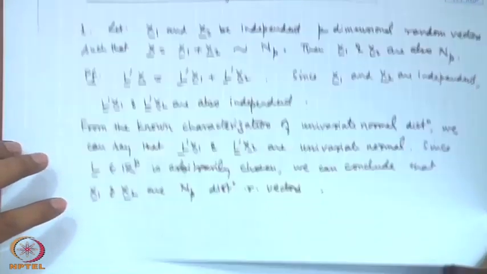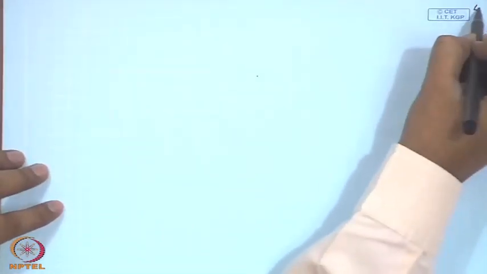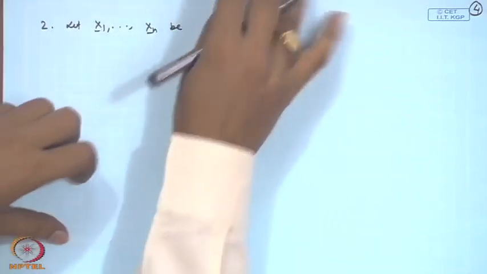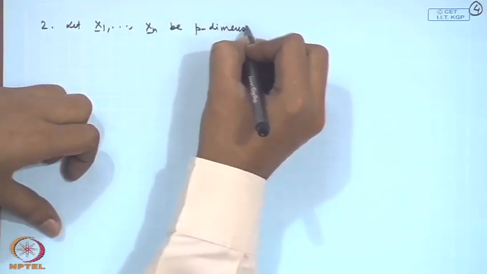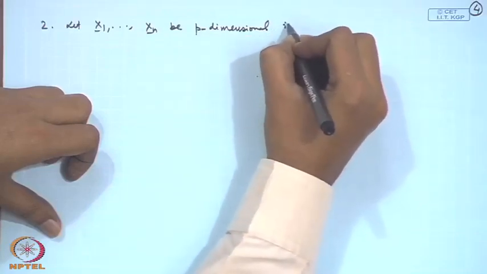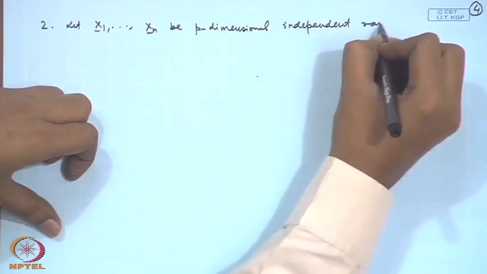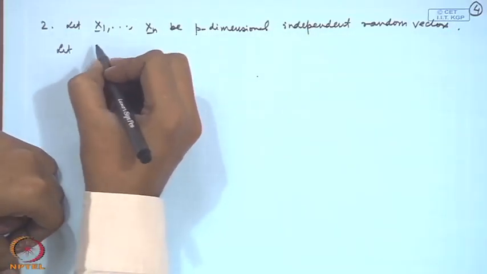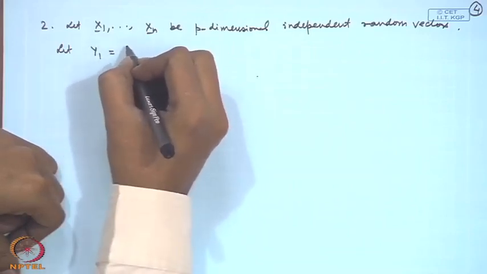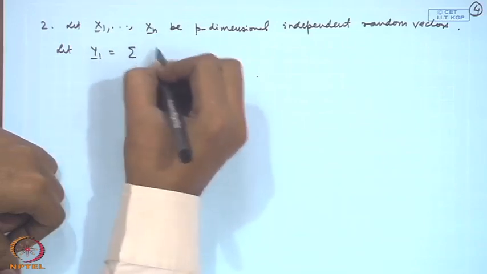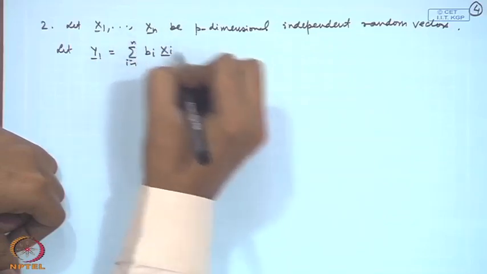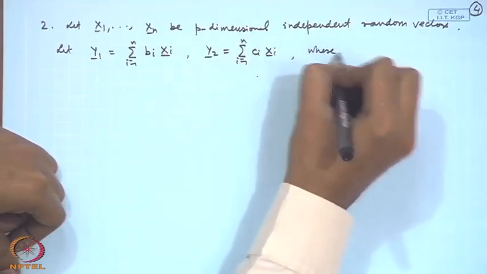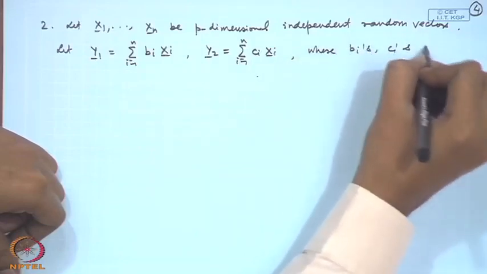A second characterization is a generalization of this, which let me state in the full form here. Let x1, x2, ..., xn be p-dimensional independent random vectors. Let us consider, say, y1 equal to a linear combination of the xi, that is the sum of bi xi, i equal to 1 to n, and y2 as another linear combination of the same, where bi's and ci's are scalars.